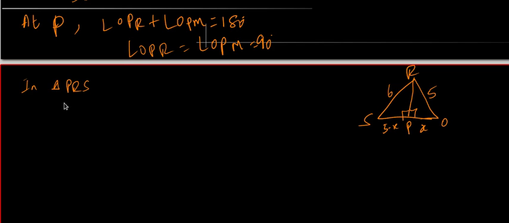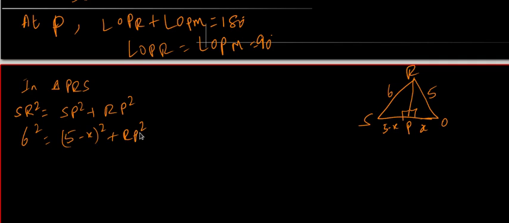So we can substitute Pythagoras theorem now in triangle PRS. The hypotenuse is SR square. So SR square equal to SP square plus RP square. So here SR square is 6 square equal to SP square, which is 5 minus x the whole square, plus RP square. So RP is the only unknown. If you bring it to the left hand side, RP square equals 5 minus x the whole square minus 6 square.